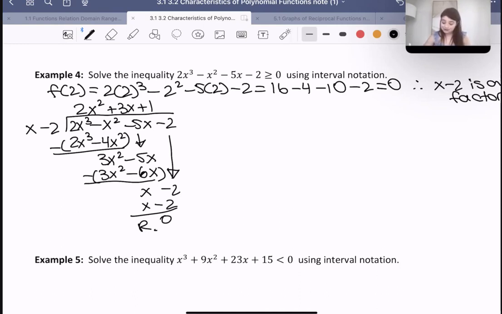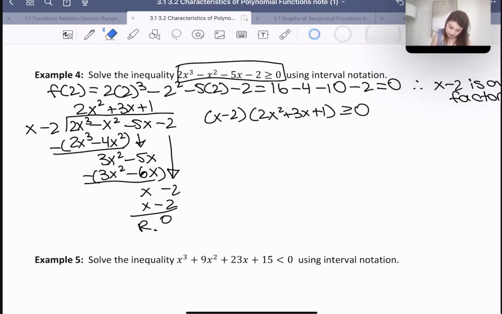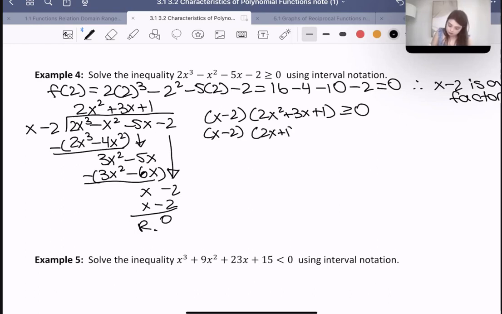Okay, very good. All right, so let's move on to the next part. So the next part is going to be to say, well, x minus 2 times 2x squared plus 3x plus 1 is greater than or equal to 0. So we're just taking our original and we factored it once. We factored out an x minus 2 by doing that whole process. Now we just have a quadratic left, so we already know how to factor quadratics. So we can say this is going to be 2x plus 1 times x plus 1 just by using the factoring method we already know for our quadratics.